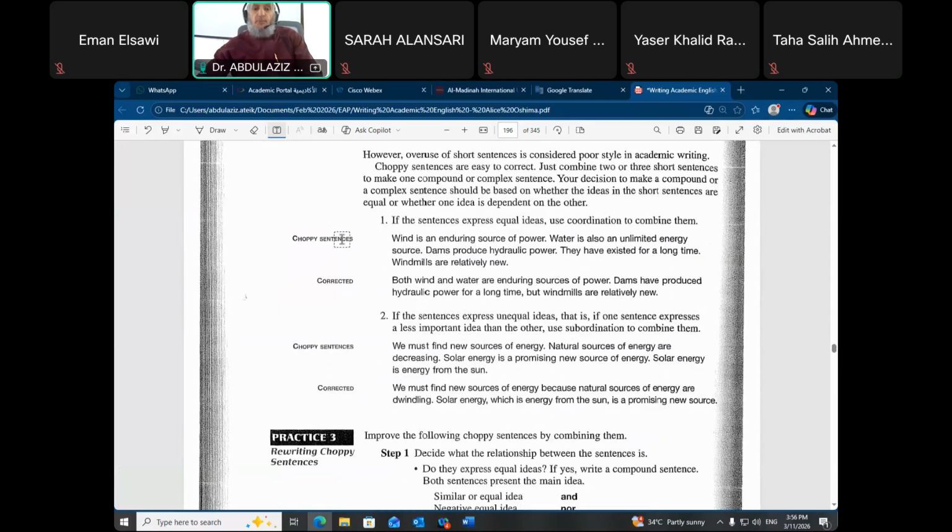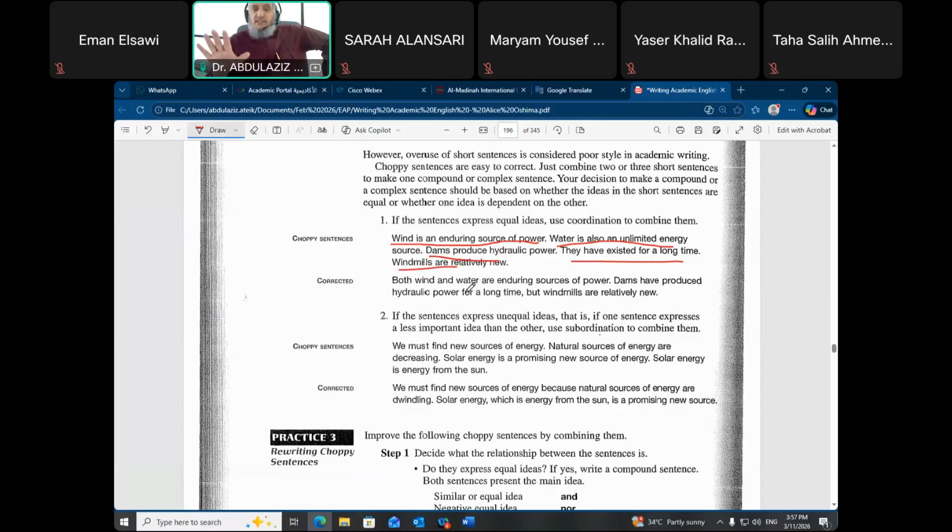But look at this one here. The examples for choppy sentences. Look at this. Wind is an enduring source of power. Water is also an unlimited energy. Look, simple sentence, simple sentence. Dams produce hydraulic power. They have existed for a long time. Again, simple sentence, simple sentence. Windmills are relatively new. Simple sentence. See, 5 sentences. This is called choppy.